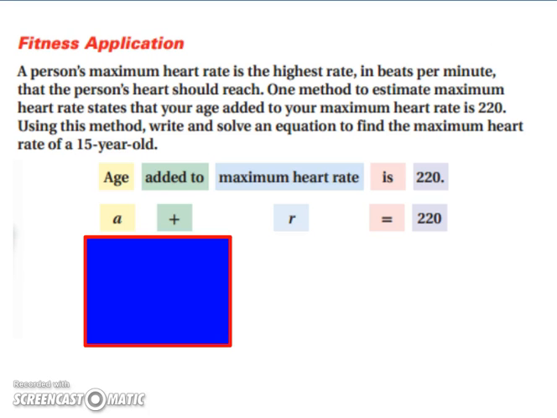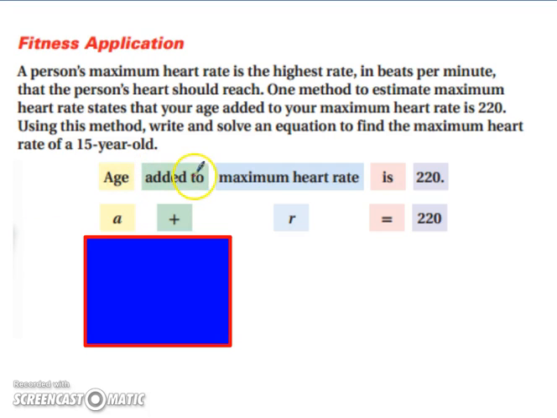Let's look at a fitness application. A person's maximum heart rate is the highest rate in beats per minute that the person's heart should reach. One method to estimate maximum heart rate states that your age added to your maximum heart rate is 220. Using this method, write and solve an equation to find the maximum heart rate of a 15-year-old.